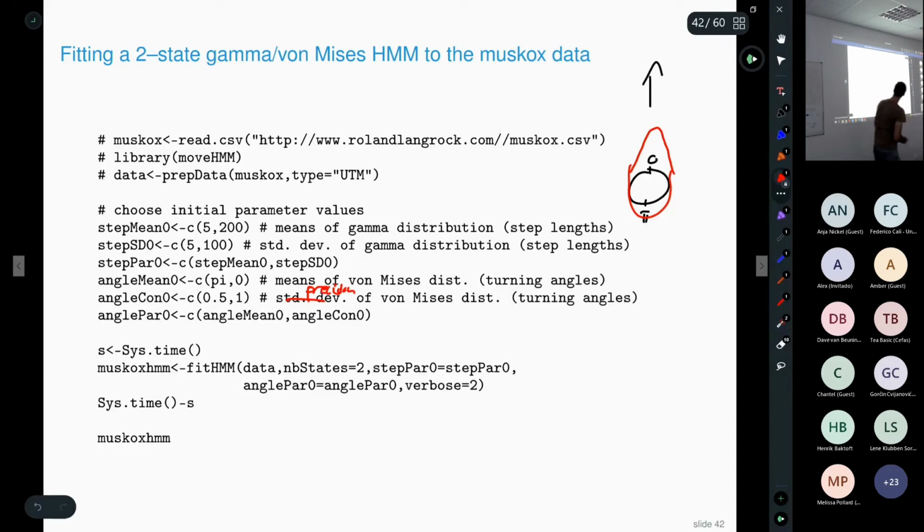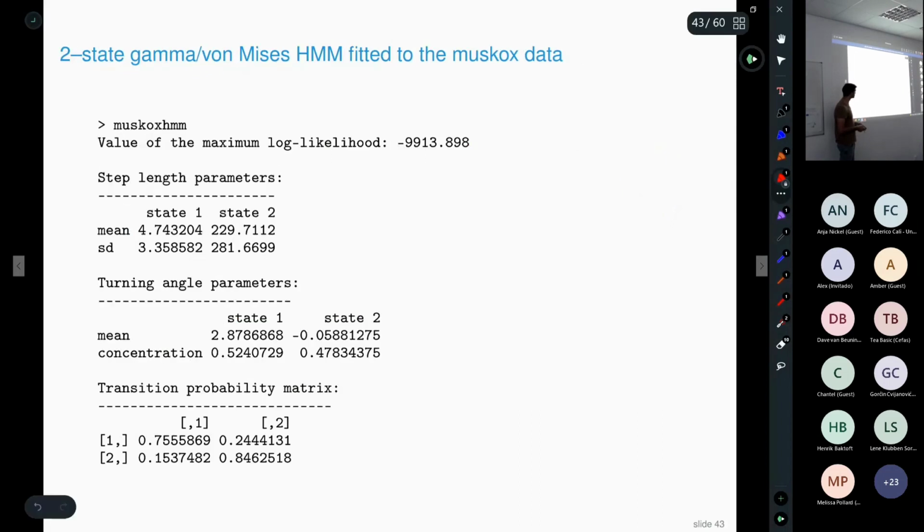The higher these values, the narrower this distribution is. So if you increase these values, then this von Mises distribution becomes narrower and narrower around your mean value. But again, you need to choose the initial values, and then you fit your model. Now I don't have this angle dist equals none, because now I am fitting a distribution for the turning angles, and so then I have my steps and turns model.